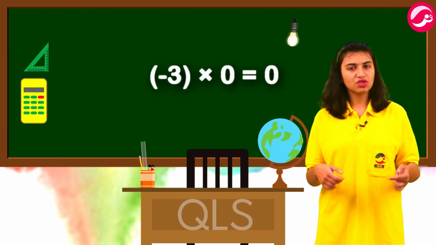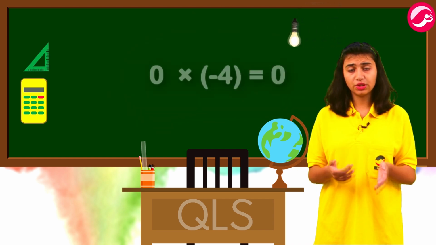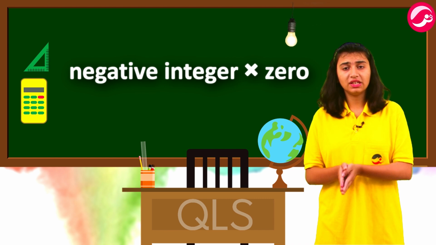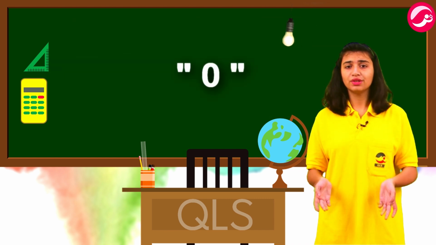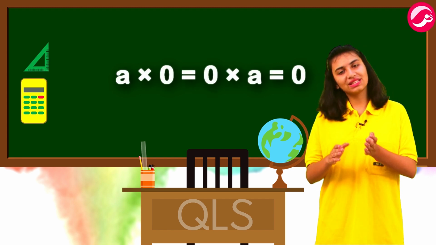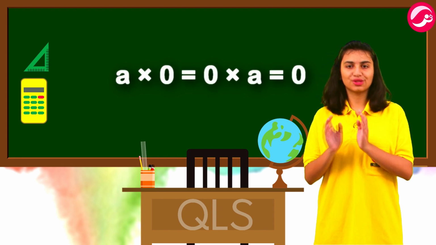Let's see. Minus 3 into 0 is 0. 0 into minus 4 is 0. This shows that the product of negative integer and 0 is also 0. In general, for any integer a, a into 0 is equal to 0 into a is equal to 0.